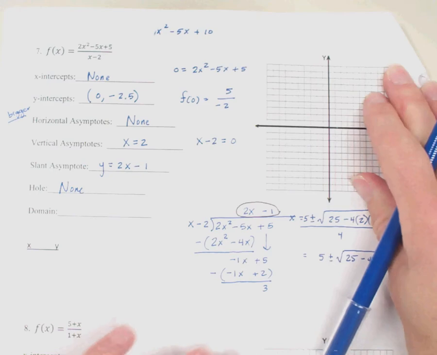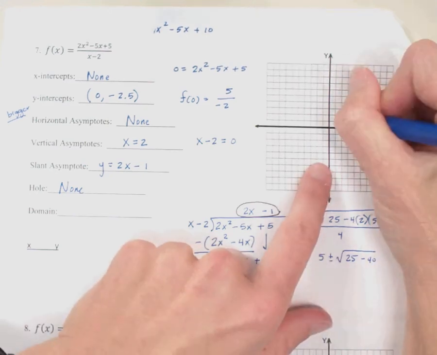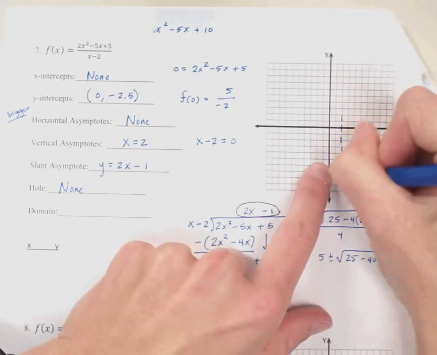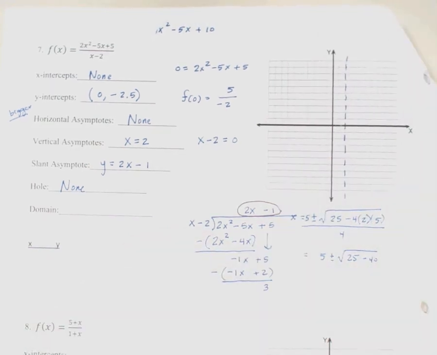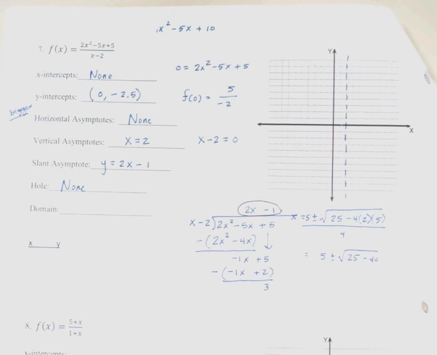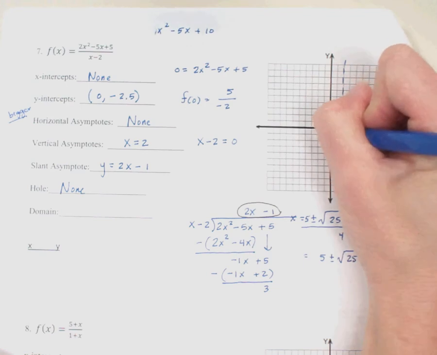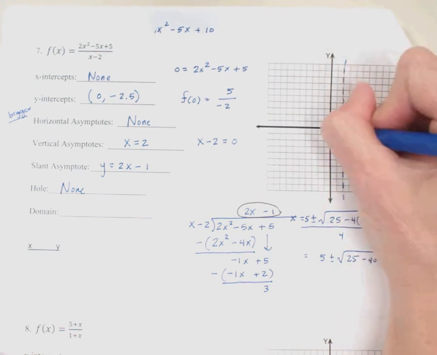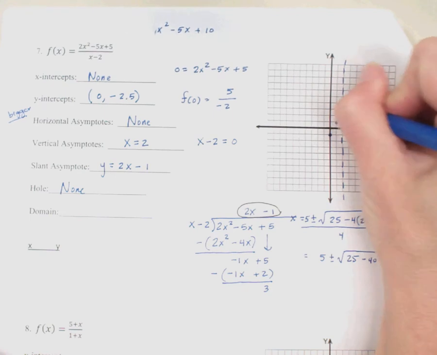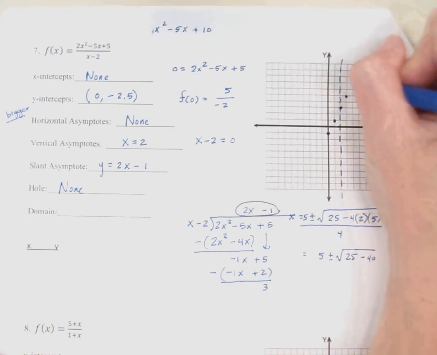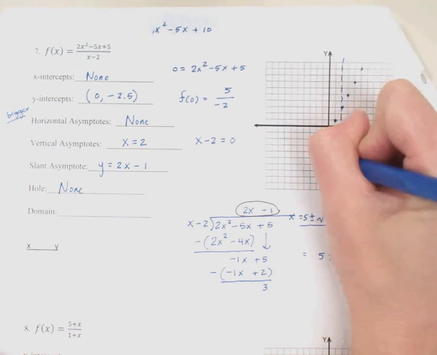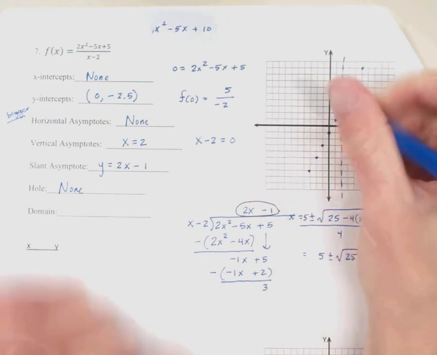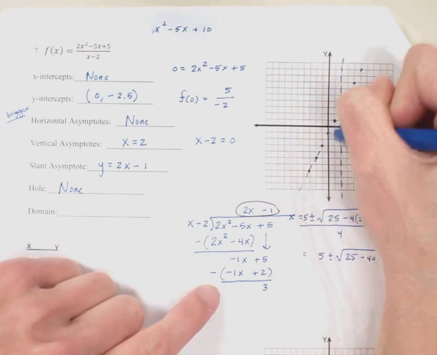First thing I'm going to do is graph my vertical asymptote at x equals 2 with a dotted line. Next, I graph my slant asymptote. Okay, this is a line, so use the slope and y-intercept. My y-intercept is negative 1, so I'm going to go down 1 unit. And my slope is 2, so I'm going to go up 2, right 1, up 2, right 1, and we will continue finding points using the slope, both in the positive direction and in the negative direction. And we will connect those with the dotted line.